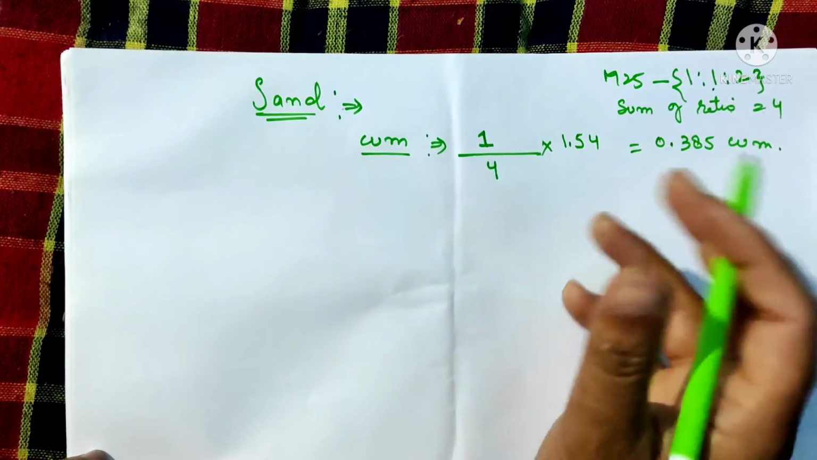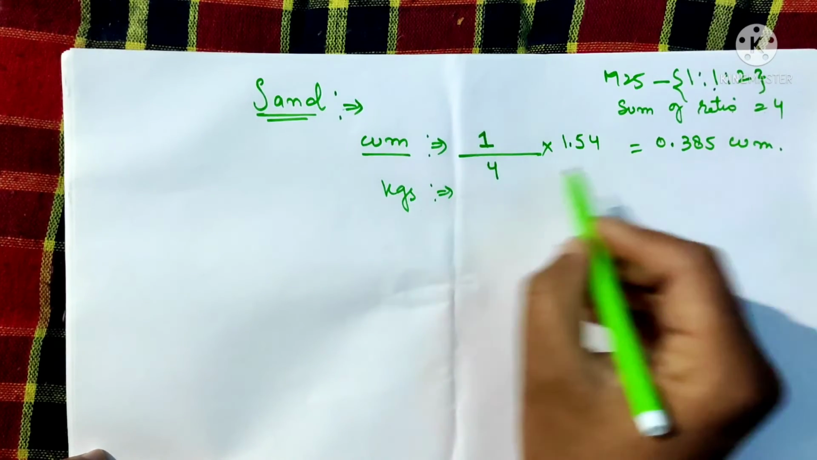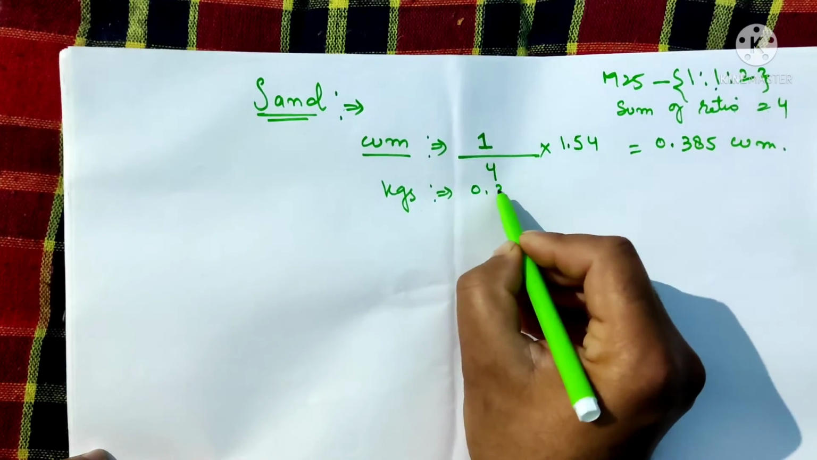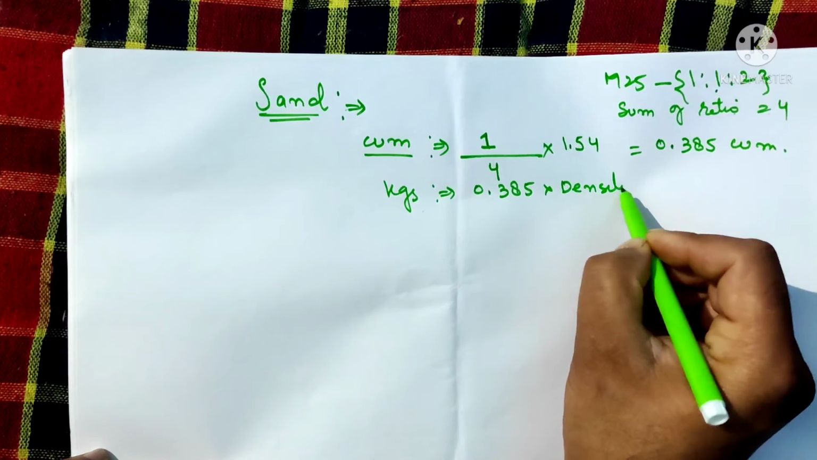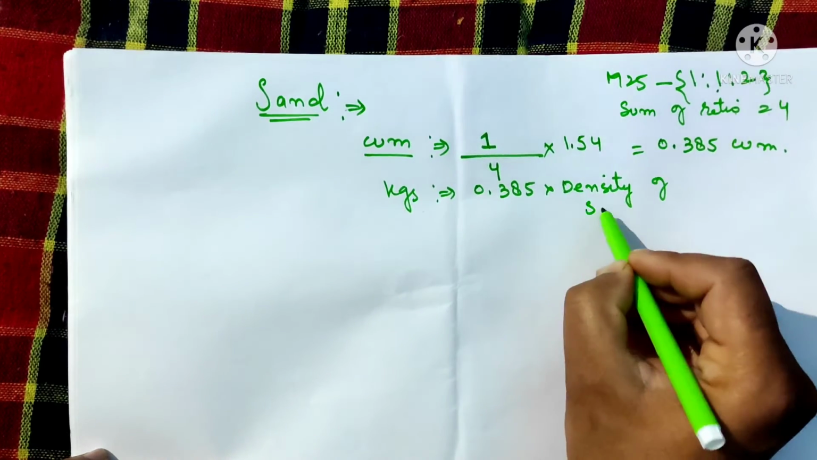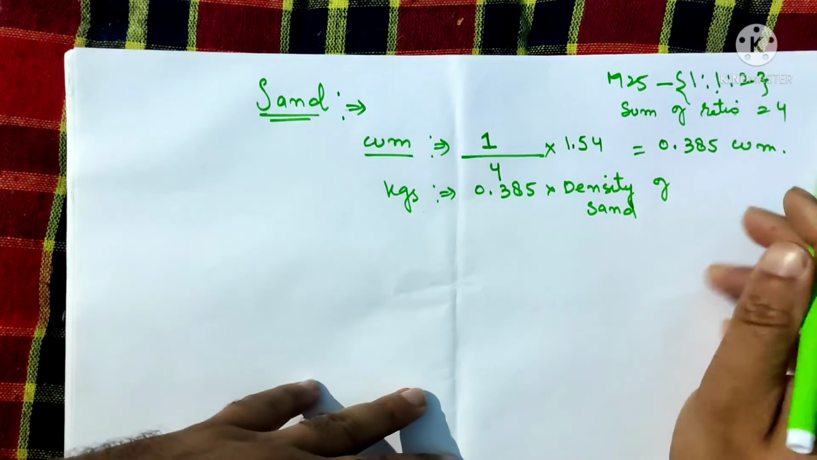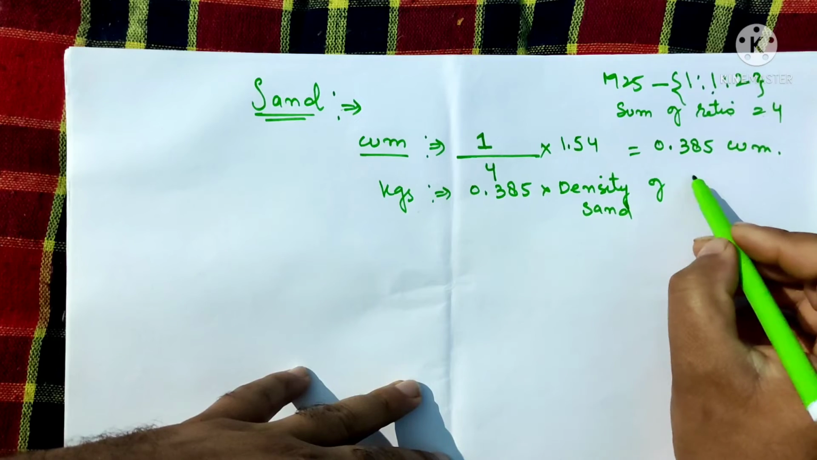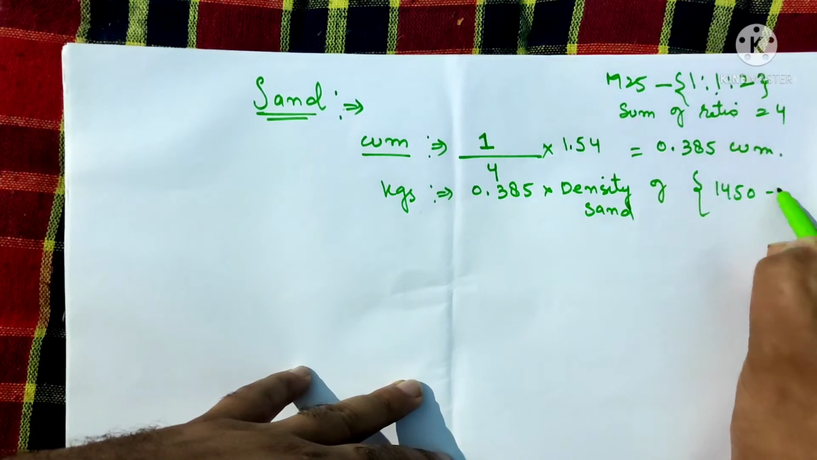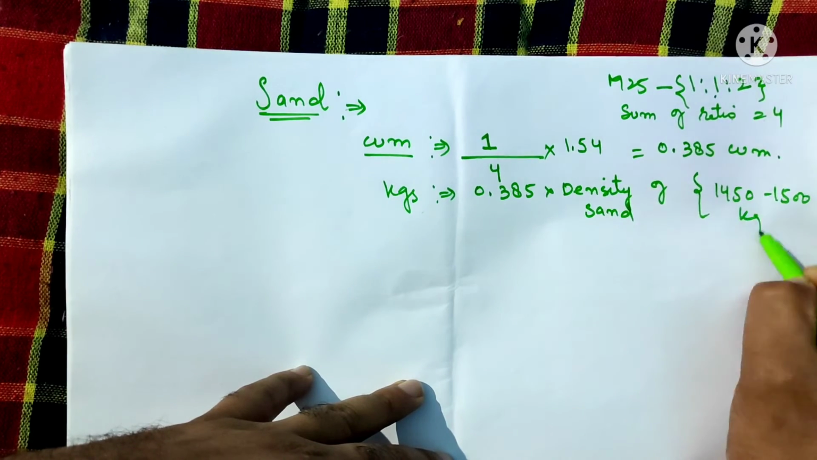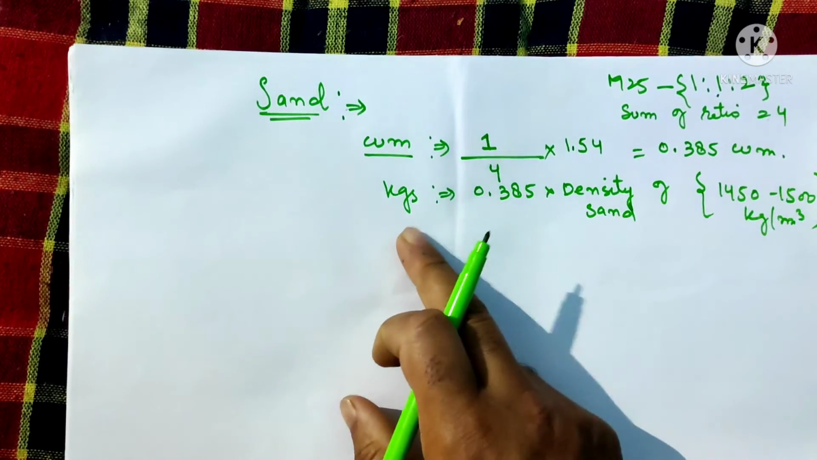If we had to calculate the sand in kgs, we just have to multiply 0.385 into density of sand. And density varies. That's why I am not calculating the exact value here. Density values are from 1450 to 1500 kg per meter cube. So depending upon density, we can get the sand quantity in kgs.